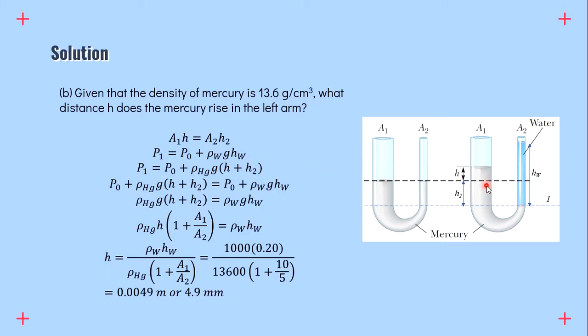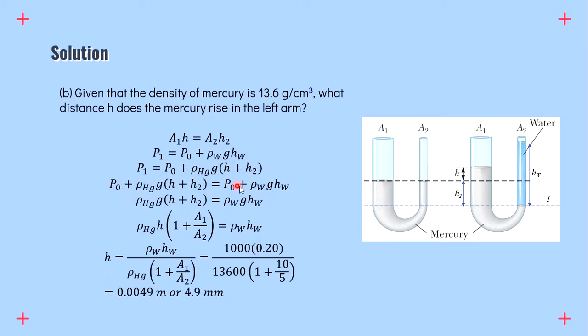Now, from the left side of the manometer, the pressure at this line is equal to the pressure exerted by this column of mercury. So that will be rho g (h plus h2) plus the atmospheric pressure P0.